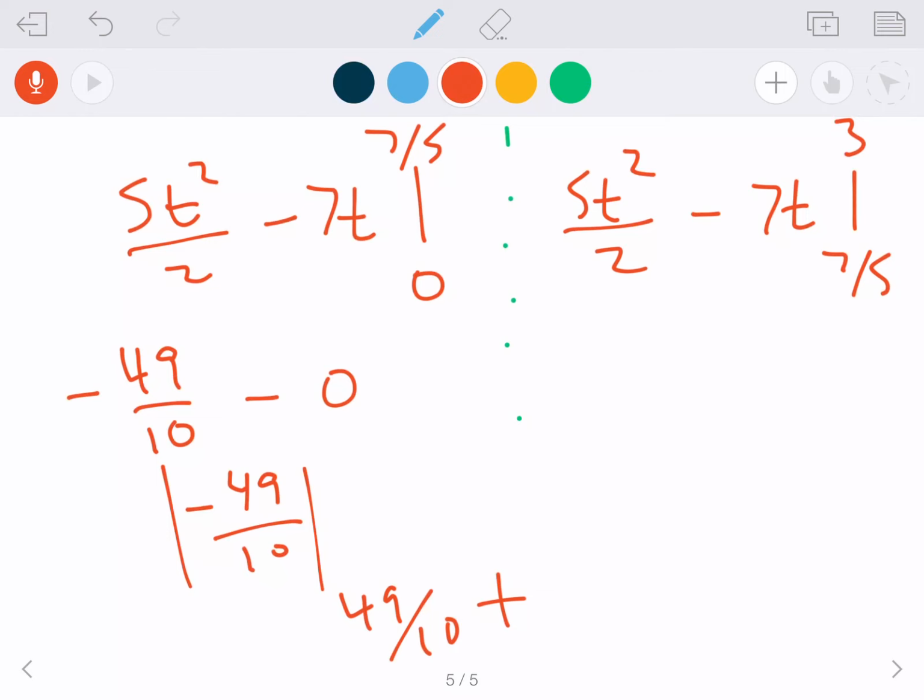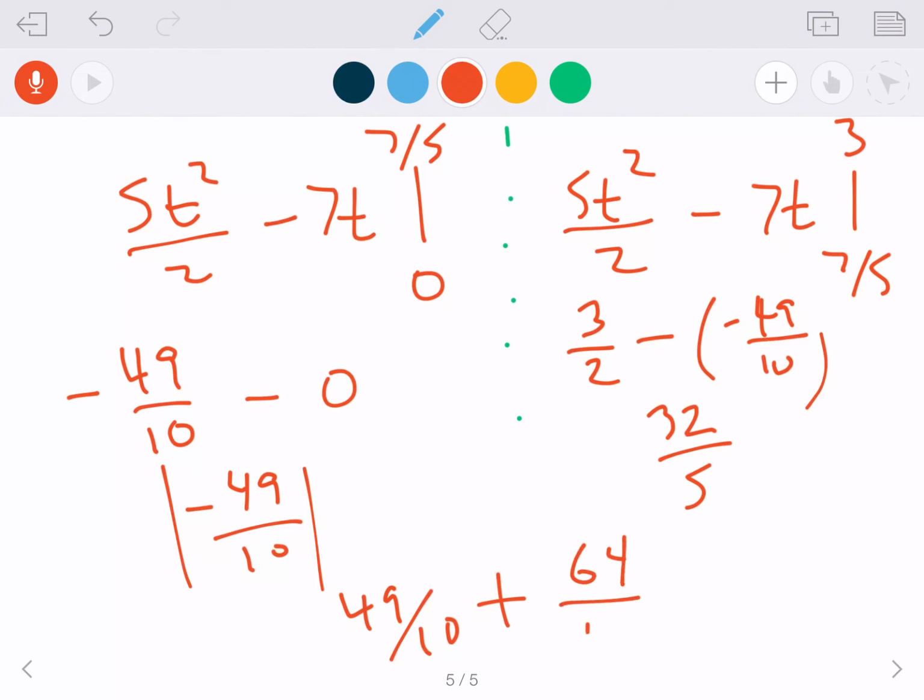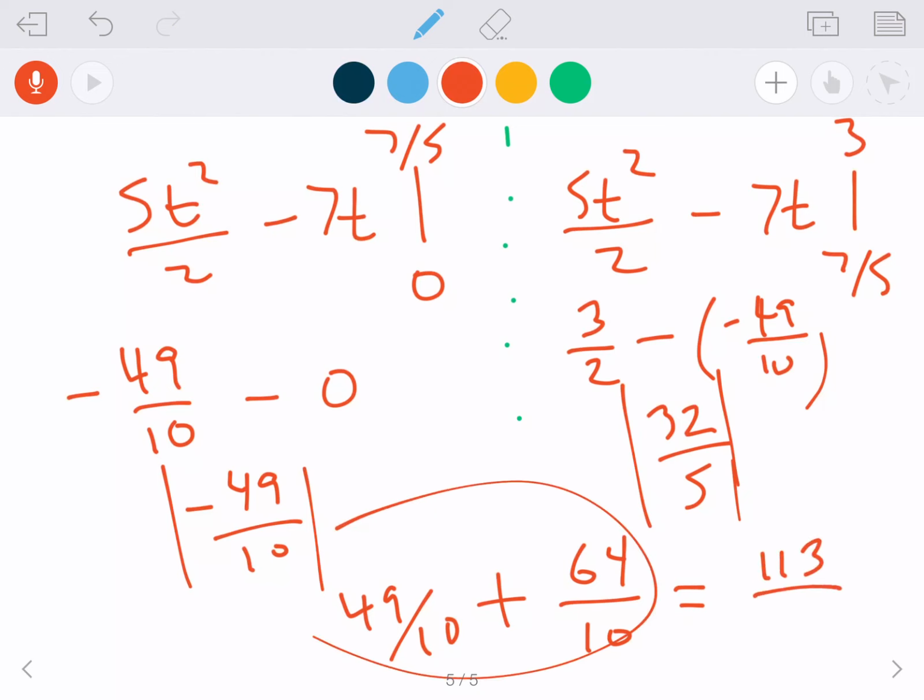Over here on the right, if you plug 3 in, you get 3 over 2. We already saw that. And if you plug 7/5 in, you get negative 49 over 10. Get a common denominator there. You're going to get 32 over 5. And then with a common denominator here, we have 64 over 10. So this was already positive, but I did take the absolute value of it. And so now I'm adding these two together for a grand total of 113 over 10. Whew. They're kind of tedious and repetitive, but they are doable problems.